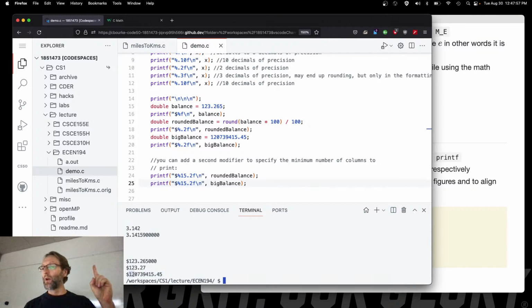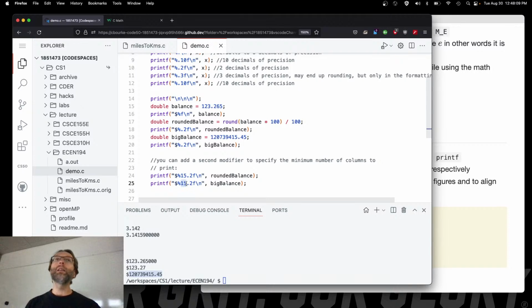Here, let's count them together. 1, 2, 3, 4, 5, 6, 7, 8, 9. The period counts 10, and then 11 and 12. I specified that you need at least 15 columns. So if we've got 12 in the number, we've got 3 left over to play with. What it's going to end up doing is printing 3 spaces in front of all of that.